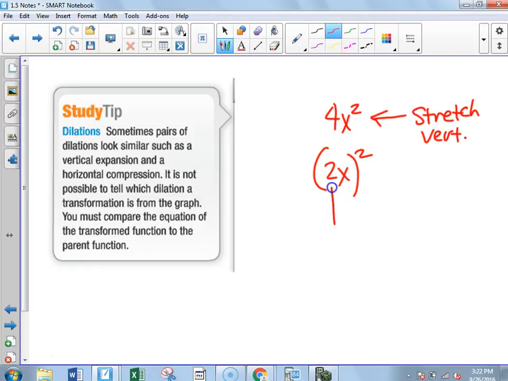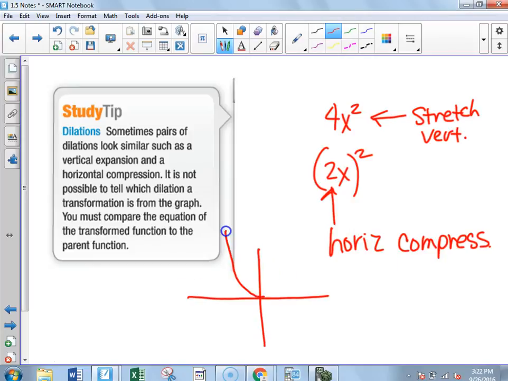A number greater than 1 inside the parentheses is actually a horizontal compression, or shrunk horizontally. That's because taking this parabola and shrinking it in this way is going to look the same as stretching it up this way. Yes? Okay, because they're the same. So you cannot tell from just looking at the graph necessarily which happened.